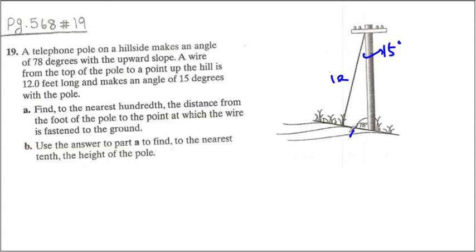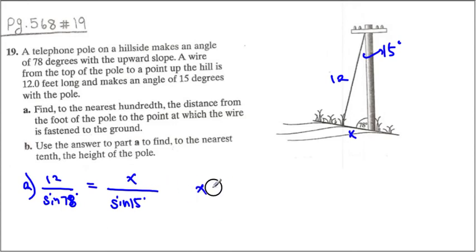So we're looking for this, which is x. And you can see that because you have a pair of an angle and a side known to you, we can use the law of sines. So here we have to calculate x. We get 12 over sine of 78 degrees is equal to x over sine of 15. So therefore x will be equal to 12 sine of 15 over sine of 78.